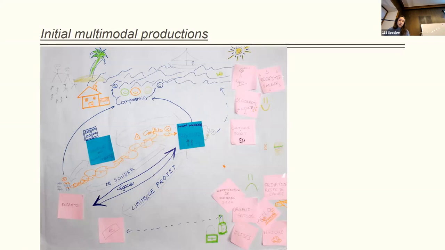So I'm going to show you the multimodal productions of three groups in two stages. What will be labeled as initial multimodal productions and then final multimodal productions. So those multimodal productions were realized before the stimuli actually. And just to give you the quick context, they were asked to represent the problem of negotiation of holidays between parents and children. When a family needs to go on holidays, how do they negotiate the holiday activities? So this is one of the group's production.